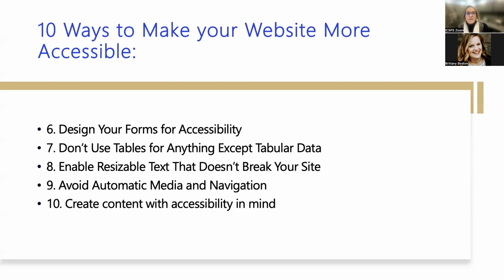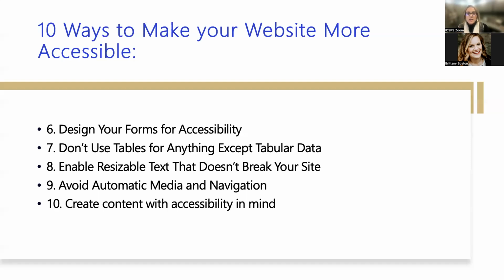And then the 10th and last way to make our websites more accessible is its content. Our content is the core of our websites, the core of our programs. It's what we want our potential students and current students to digest and consume. And so we want to design the content itself for accessibility. This means paying attention to relatively minor things that we probably tend to overlook.